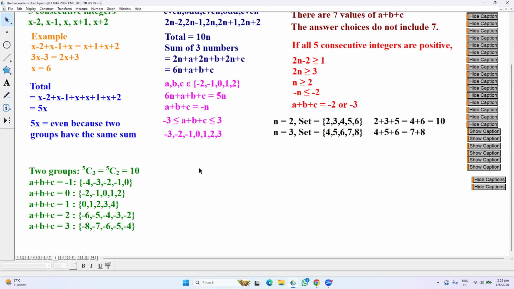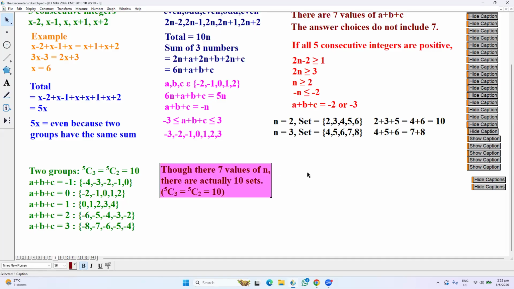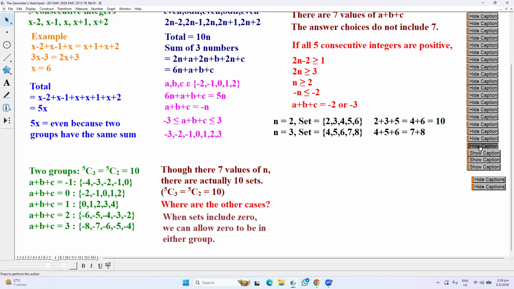Still not yet 10 cases, here 2 cases, here 5 cases. What is going on? There are 7 values. There are actually 10 sets because the way we can choose, there are 10 ways. Where are the other cases? When sets include 0, notice this 0 here, here got 0. We can allow the 0 to be in either group.